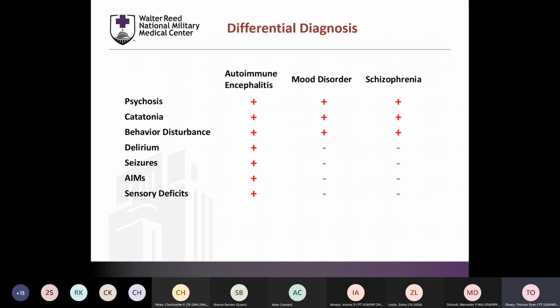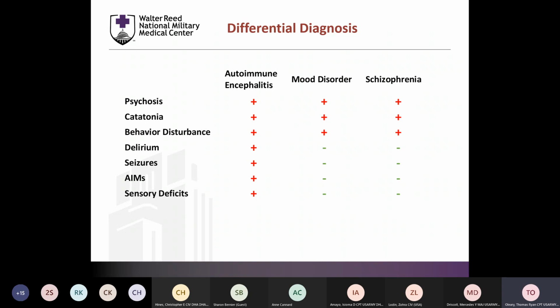Catatonia is, again, diagnostically not helpful. You can have catatonia in schizophrenia, you can have it in bipolar disorder, and you can have it in a host of organic conditions, including autoimmune encephalitis. Behavior disturbance, and I'm talking about involuntary commitment, unsafe, or bizarre behavior, again, is diagnostically non-specific. These are all things that impress the emergency room and our colleagues in medicine and surgery, and they will invariably consult psychiatry because patients are psychotic, catatonic, or have disruptive or bizarre behavior. But from your perspective, diagnostically not helpful.